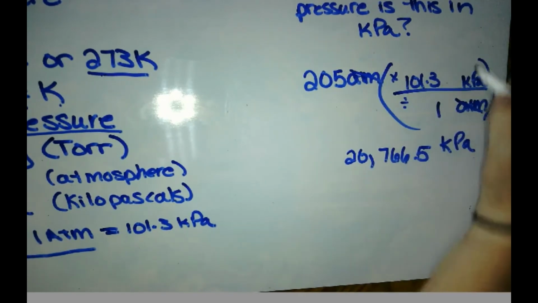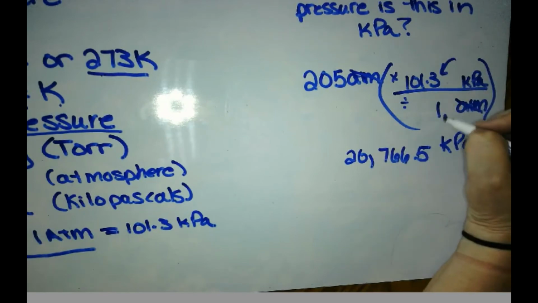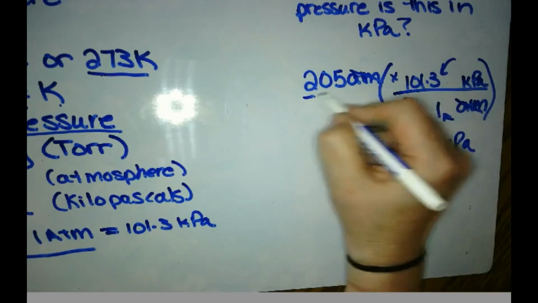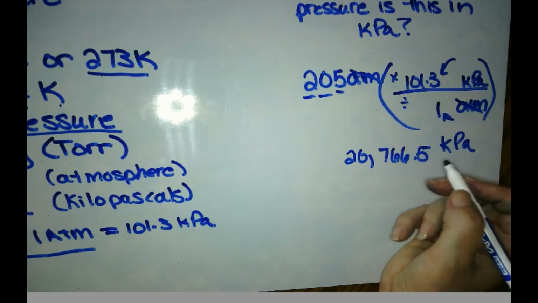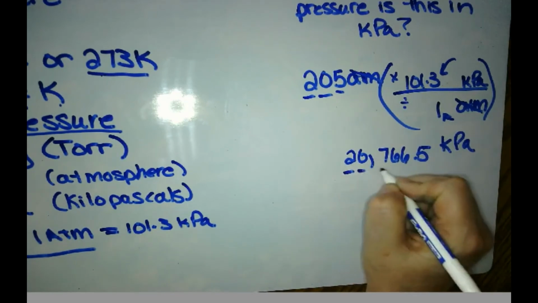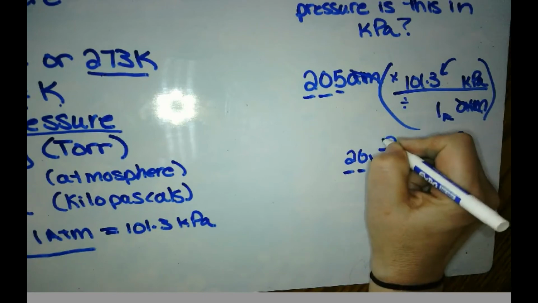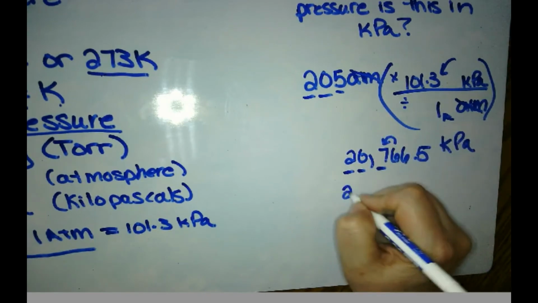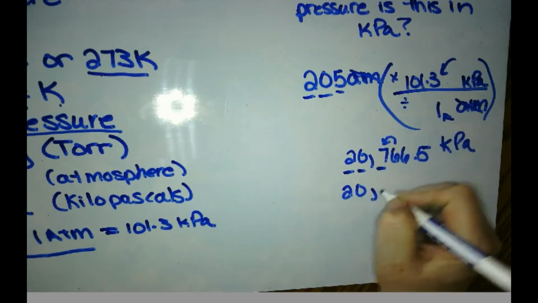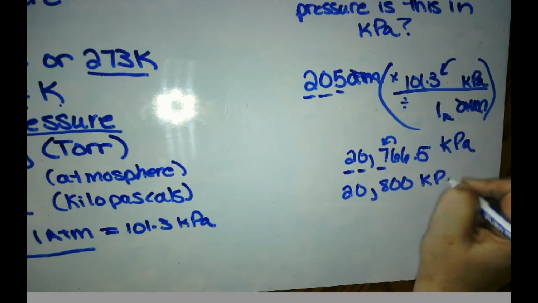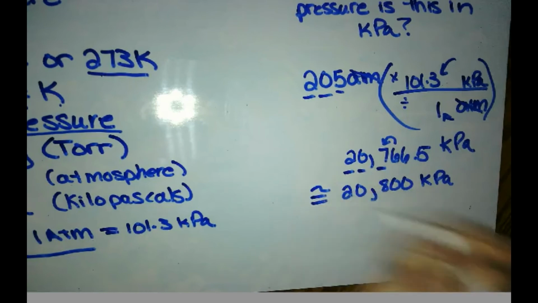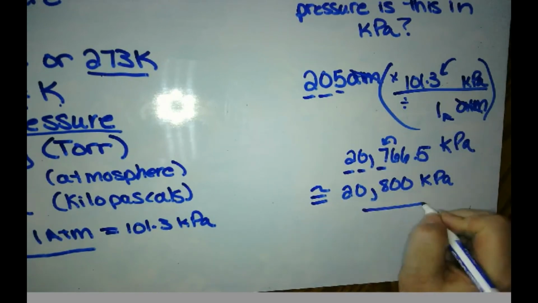Okay, now these are given numbers, so they don't really do our sig figs, but I do have 1, 2, 3 sig figs. So if I wanted to put it in sig figs, I would underline my 1, 2, 3. Does the 6 round the 7? Yes, it does. So it's still 20,000, but now it gets round to 800 kilopascals. Okay, so that would be correct with sig figs.